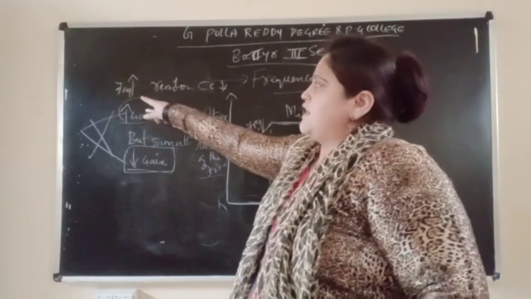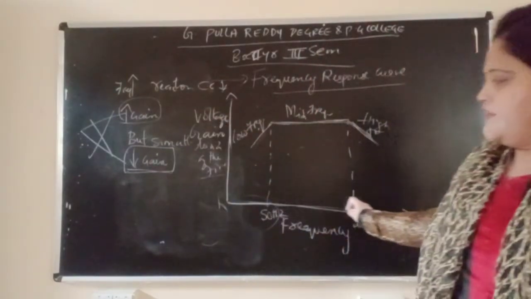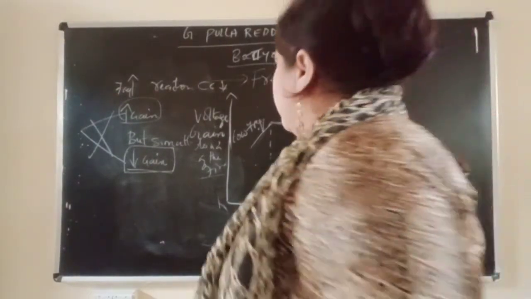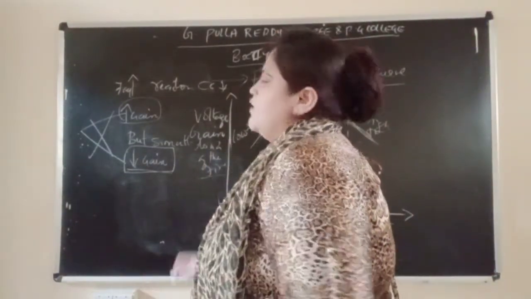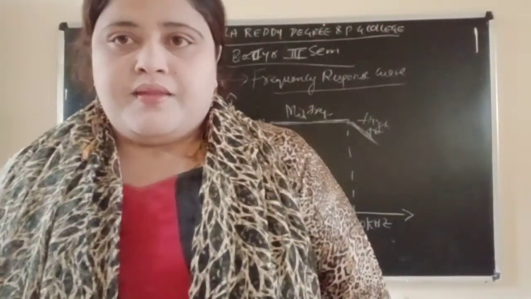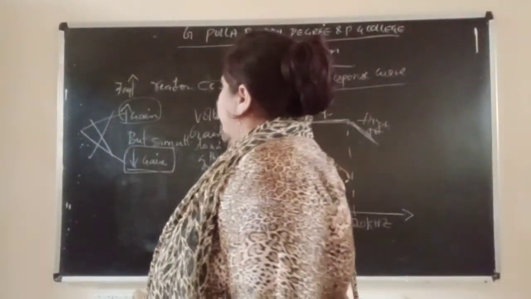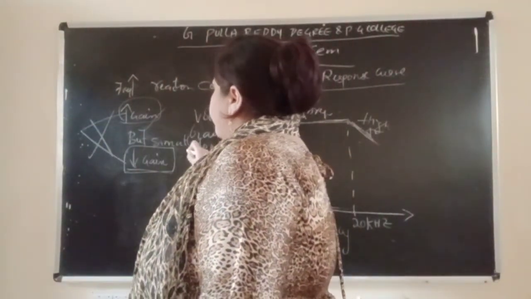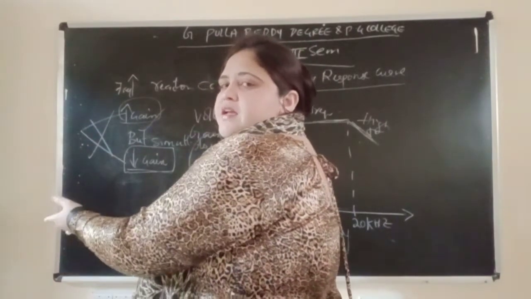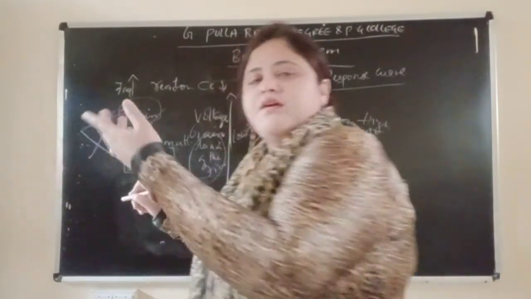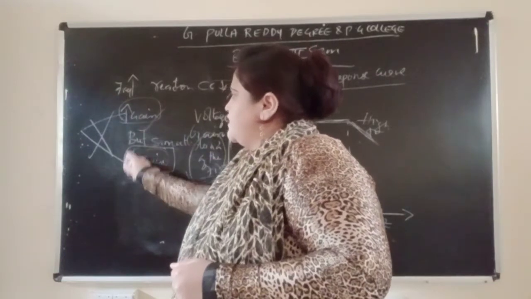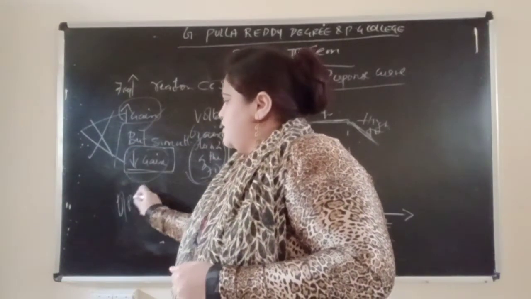As the frequency increases, that means it keeps increasing from 50 Hertz, what is happening? The reactance of the coupling capacitor decreases, which tries to increase the gain, but it simultaneously increases the loading of the first stage, which decreases the gain. Increase, decrease, the output will remain constant.